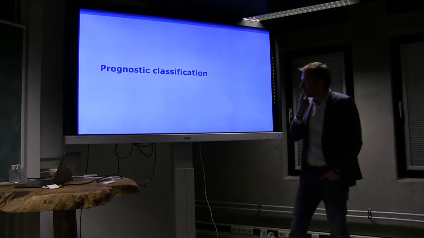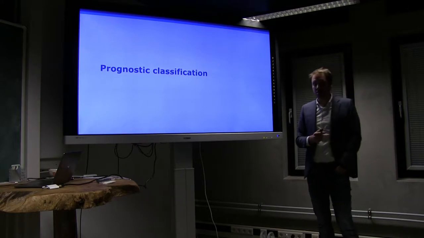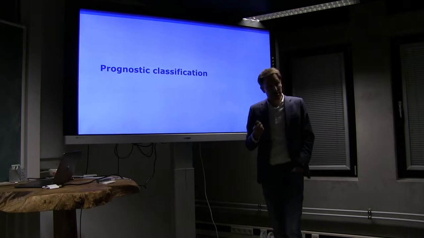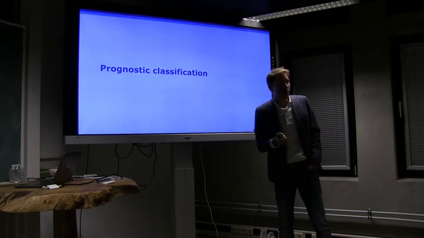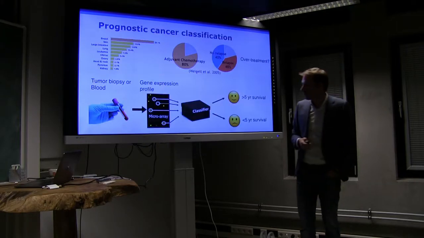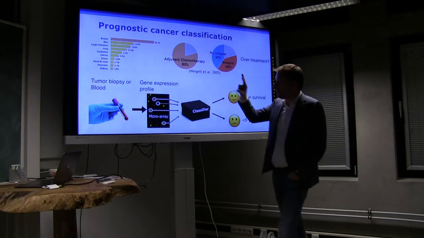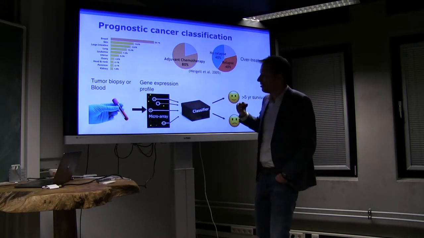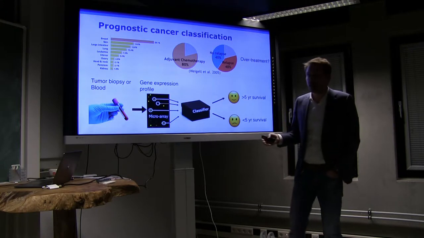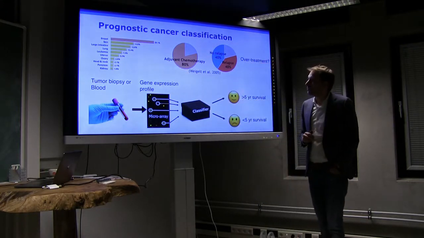All right, so let's go into a couple of examples. The first one is prognostic classification. It's an interesting example because I think it's also one of the first examples where machine learning, pattern recognition, was used in molecular medicine. And it deals with this particular problem. So the first classifier, I think at least, dealt with breast cancer, which is not so surprising because it's the most prevalent cancer in the Netherlands and worldwide.